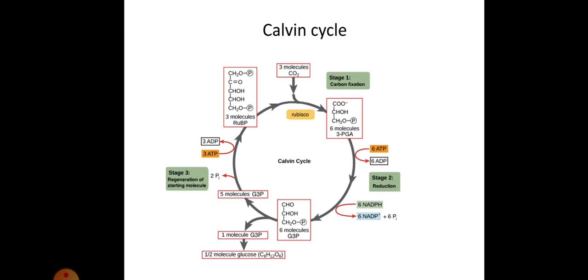Here, one of these 6 G3P molecules will go outside the Calvin cycle because it's half molecule of glucose, and the other 5 molecules of G3P will be converted back into ribulose bisphosphate by stage number 3, which is the regeneration of the starting molecule, which will use 3 ATP molecules for this regeneration stage.